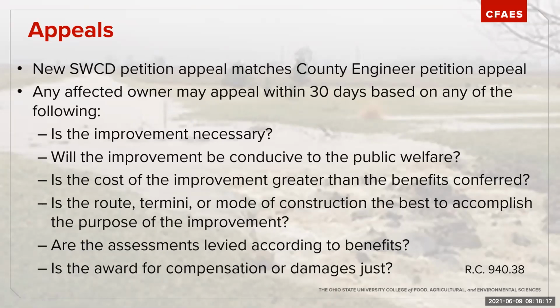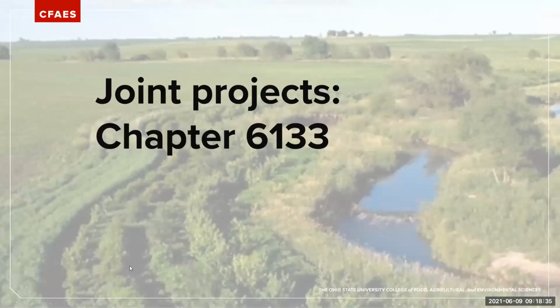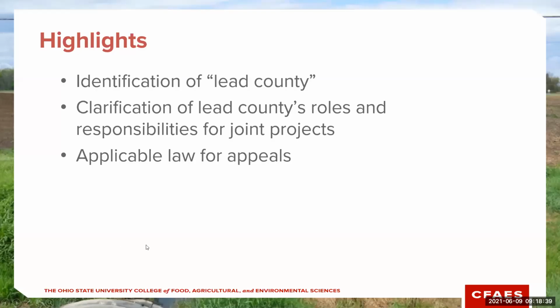These standards were already over in the county engineer petition process, but now they're added over in soil and water, and you can appeal based on any of these factors or questions. So we've added those now over to soil and water. I apologize for going so quickly, but I'm really just trying to help you see the highlights, and you can read in more detail if you find something of interest, and I'd be happy to help you with that.